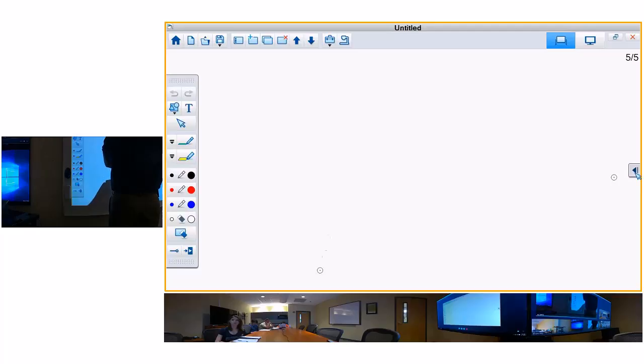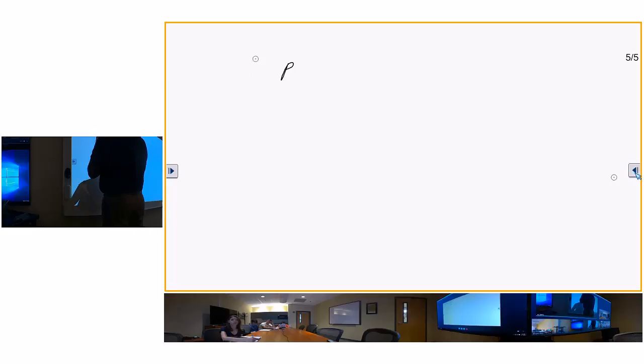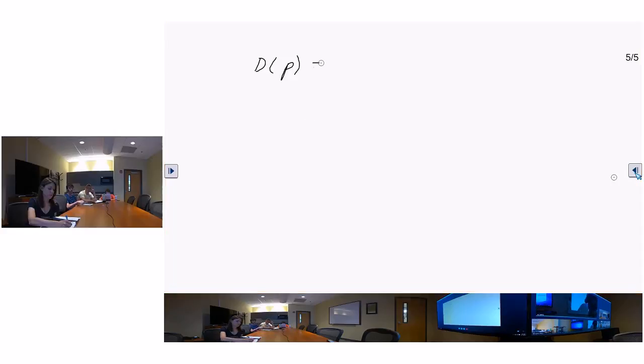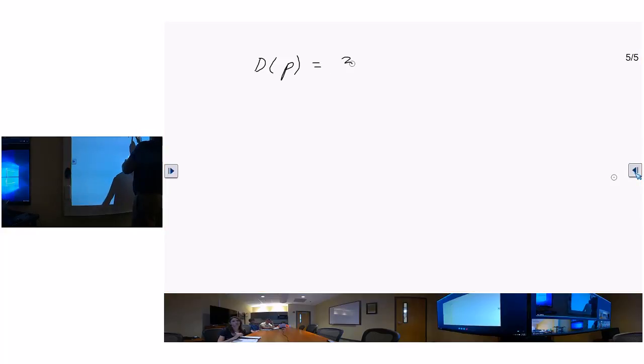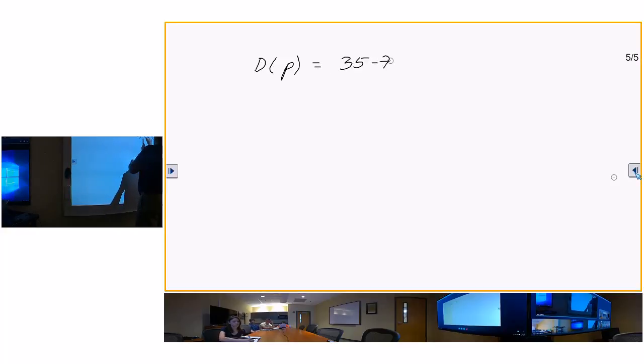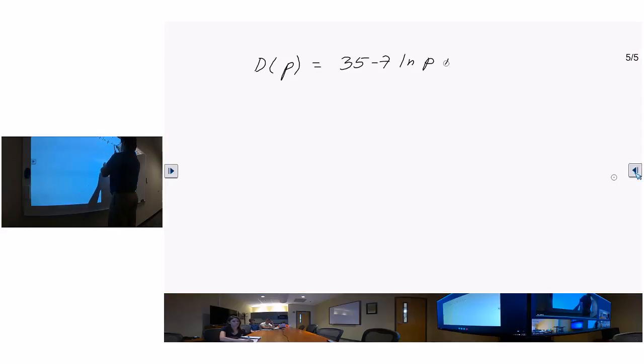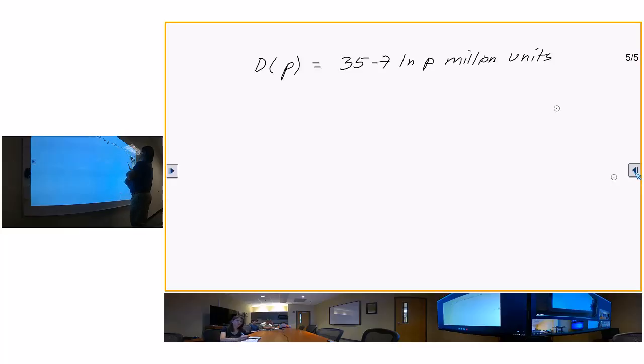This is D of P. This is one I'm just going to give y'all to work on. D of P is equal to 35 minus 7 natural log of P. This is a terrible way to write this question, but this is the way they got it written: 35 minus 7 ln P million units. That's exactly how they've got it written.